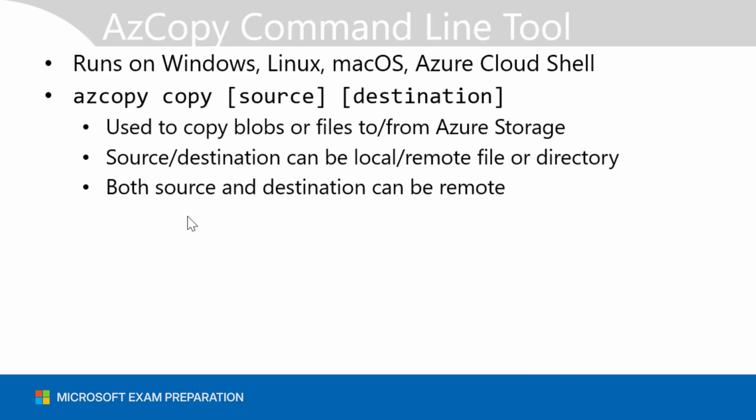Note that the source and destination are flexible. So the source could be a local file, destination Azure Storage if you're going to upload. You could also swap those so that the source is in Azure Storage and destination is local, and it would download the file. But interestingly, the source and destination can both be remote. So you can use AzCopy to copy storage files from one storage account to another.